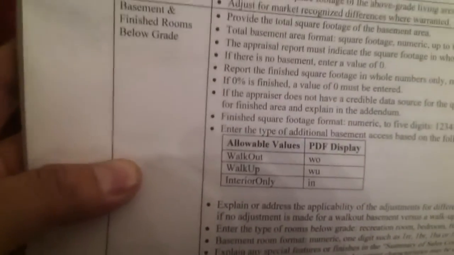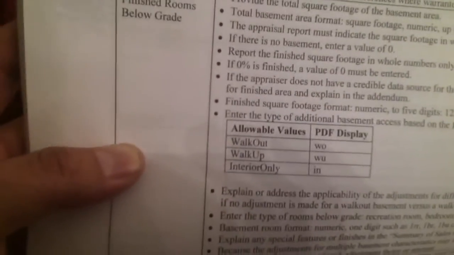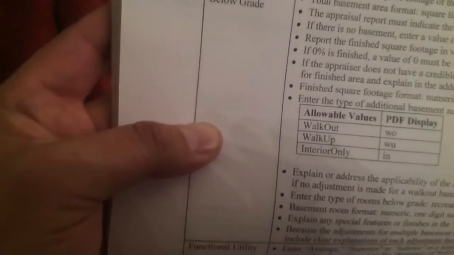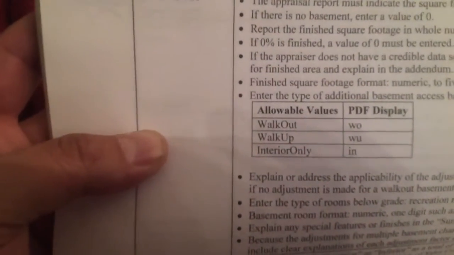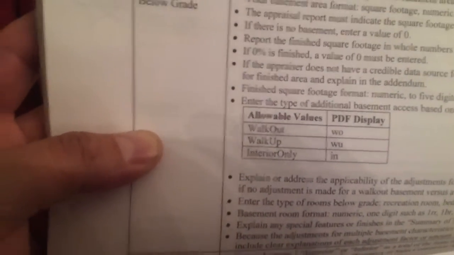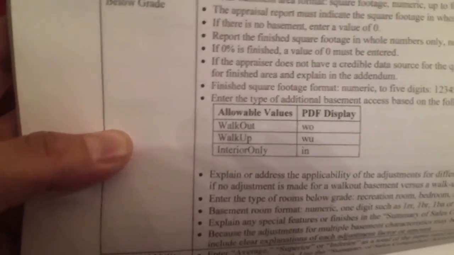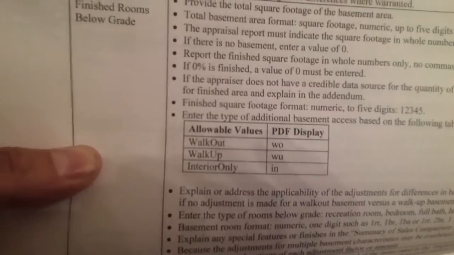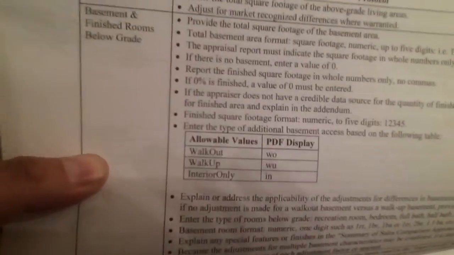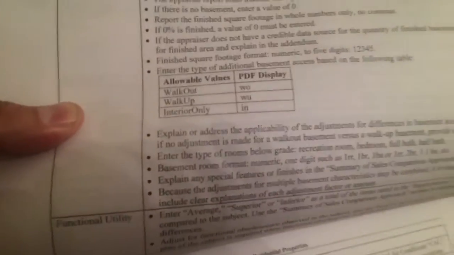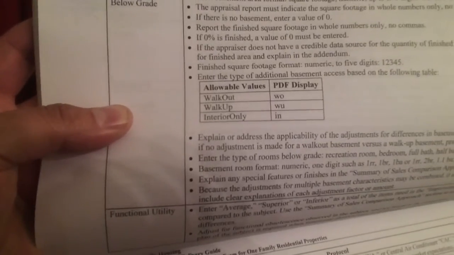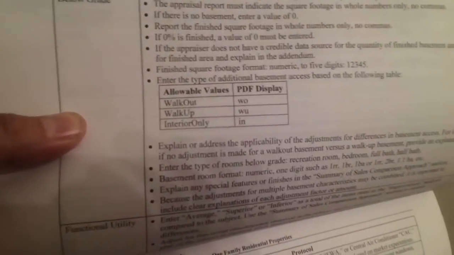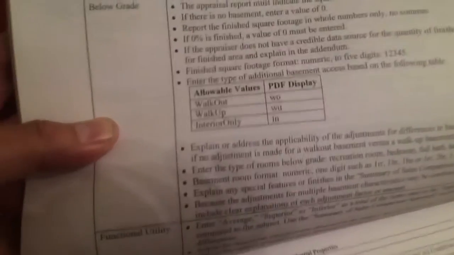Report the finished square footage in whole numbers only, no commas. If 0% is finished, a value of 0 must be entered. If the appraiser does not have a credible data source for the quantity of finished basement area, enter a 1 for finished area and explain in the addendum. Finished square footage format: numeric, up to 5 digits, 1, 2, 3, 4, 5.